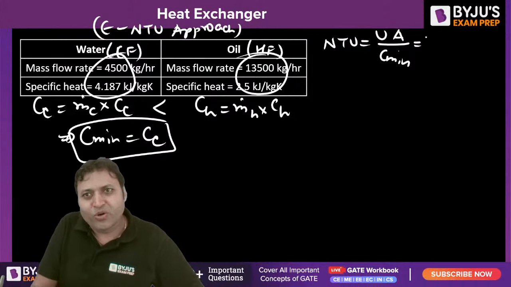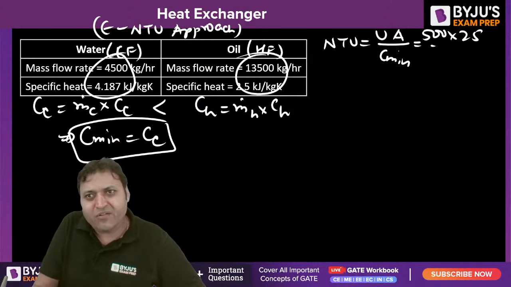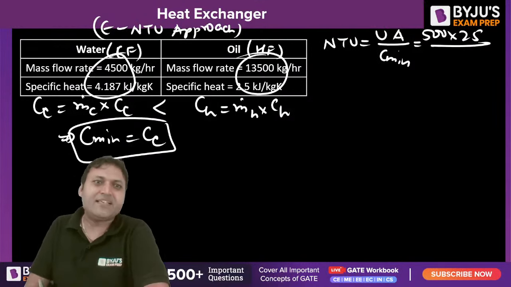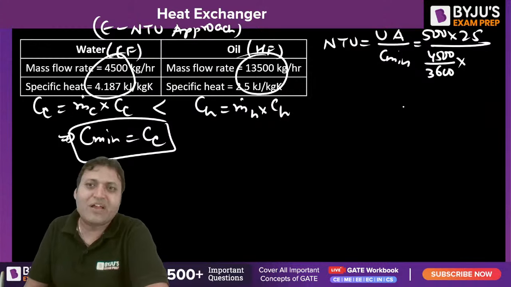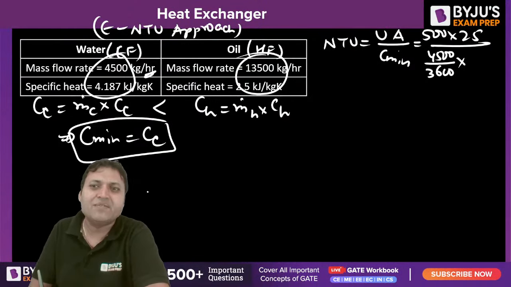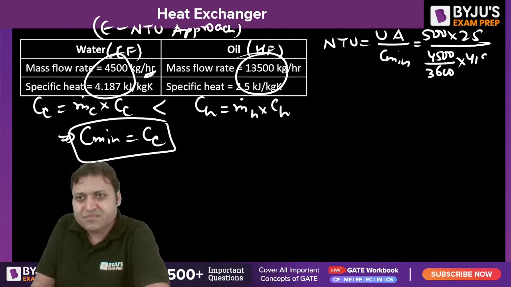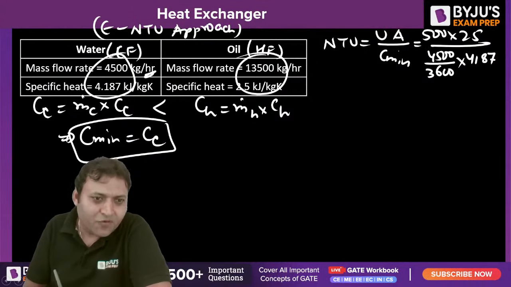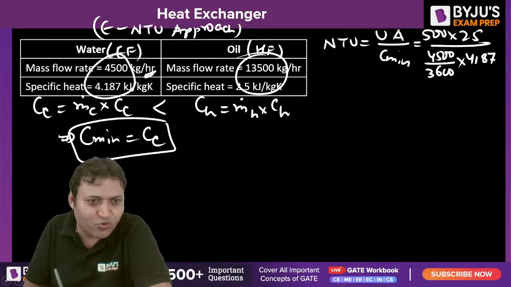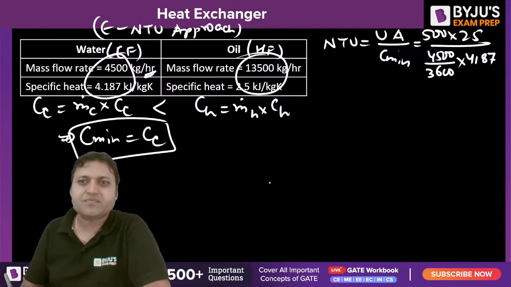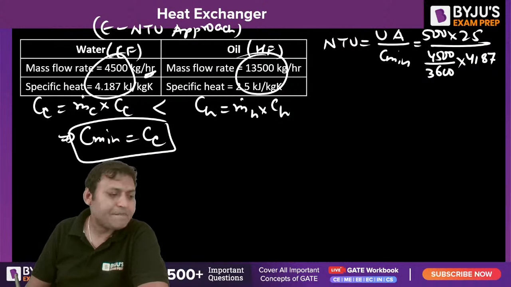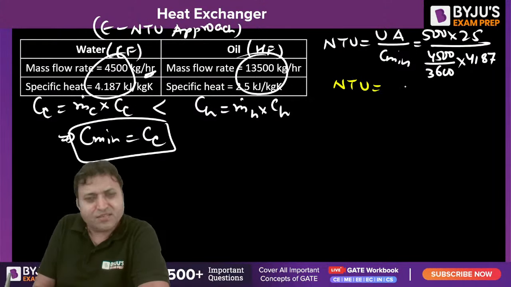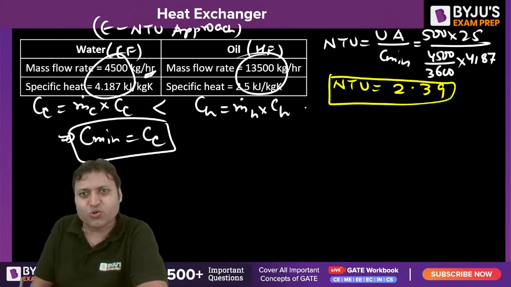What is the value? U is given as 500, area is 25, C minimum is CC, that is 4500 by 3600. Put the values in their SI unit because it is given in kg per hour, multiplied by 4187. First of all, find out NTU, the number of transfer units, and let me know the value. Are you guys getting NTU as 2.39?